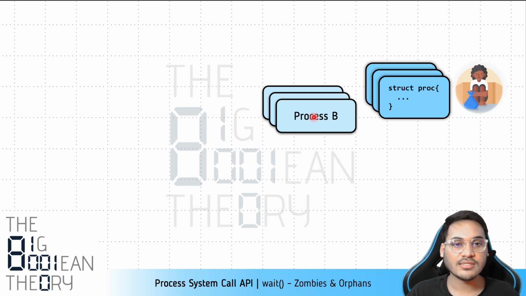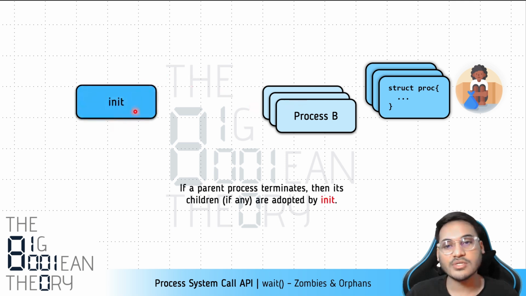Now, the question here is who will call wait on these processes once they exit, right? If there is no parent process for them, then once these child processes terminate, they will forever be zombie processes. So for that, what we have in the system is the init process, the root process, the first process that is created by the operating system, and it basically acts as a parent. If a parent process terminates, then its children, if any, are adopted by init, right?